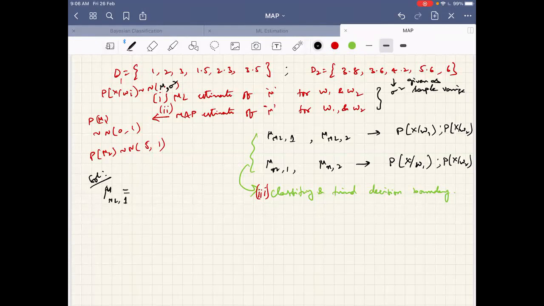2.125. Somebody has already found it. Very good. So how to find it? It is 1 by 6, that is 1 by N1, the number of samples in class 1, into the summation of the features of the samples of class 1, k equal to 1 to 6. Here it is 6 samples, am I correct? Yes, 6. So it is 1 by 6 into the summation. So how much did you get? Somebody is saying 2.5, and it looks like 2.3.